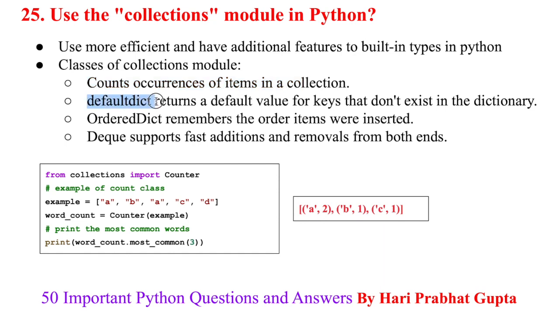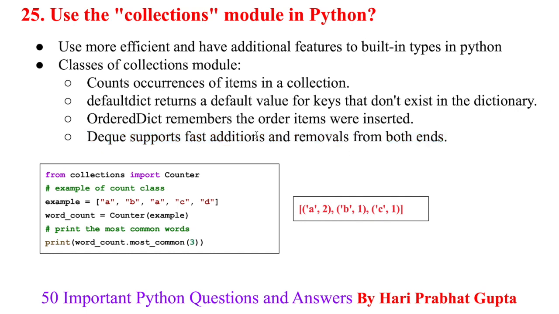And defaultdict is a class similar to a standard dictionary, but it returns a default value for a key that does not exist in the dictionary. And OrderedDict is also a dictionary class that remembers the order in which the items were inserted. And deque is the doubly ended queue class that supports fast addition and removal of data from both ends.